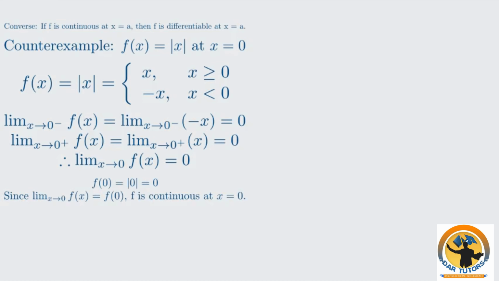Since the limit equals the function's value, f of x equals absolute value of x is continuous at x equals 0. Now, let's test for differentiability at x equals 0.